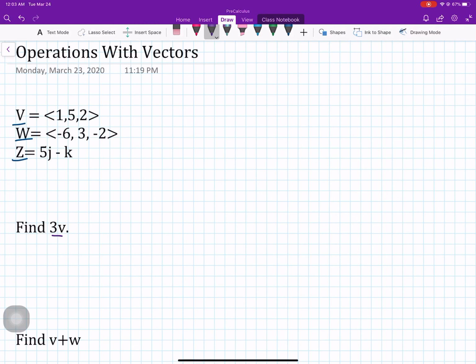So if I want to do 3 times vector v, that's multiplying by a scalar. 3 is a scalar. Scalar is just a number. So I want to take 3 and multiply it by 1, 5, 2. It's almost like the distributive property. 3 times 1 is 3. 3 times 5 is 15. And 3 times 2 is 6. And that's it.